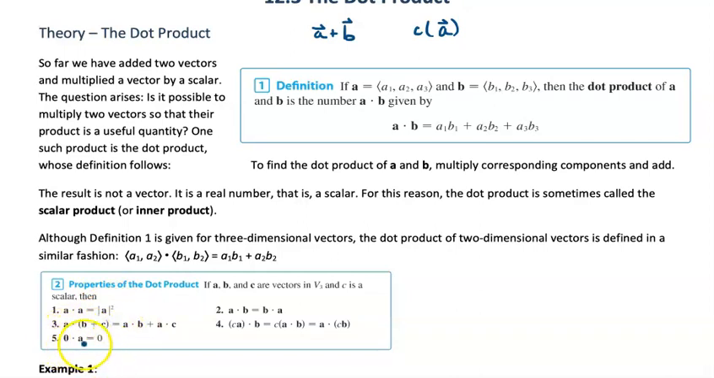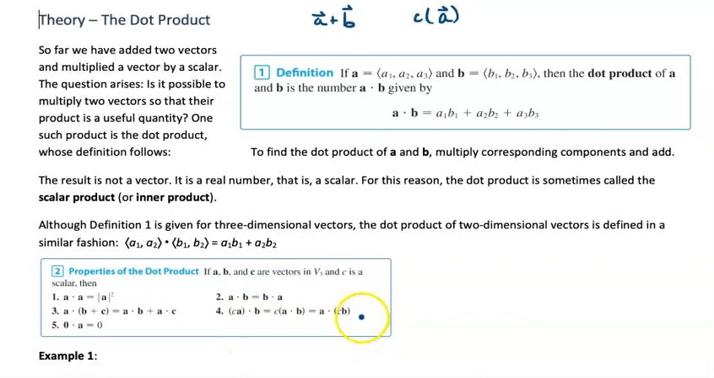Because it's a product, if we multiply some vector A by 0 using the dot product, we get 0. Anything times 0 is 0. The dot product does hold the commutative property, meaning that we can switch around the order of A and B, and the dot product will yield the same results. And finally, the associative property of multiplication holds true with the dot product of A and B times a scalar C.